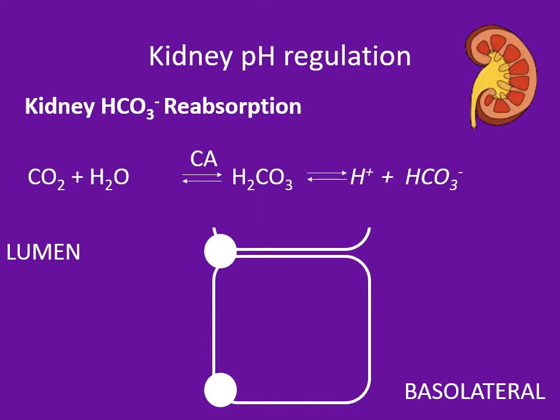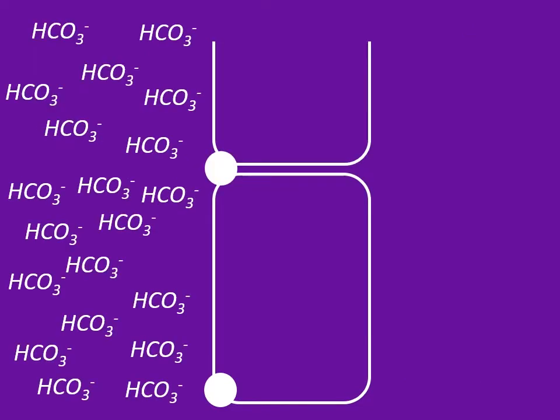In order to understand the process of bicarbonate reabsorption, let's remember that carbon dioxide and water react with the aid of carbonic anhydrase to make carbonic acid that can split to form protons and bicarbonate. Let's review step by step what is happening. We are in the first part of the proximal convoluted tubule and all the bicarbonate has been filtered and is in the lumen.